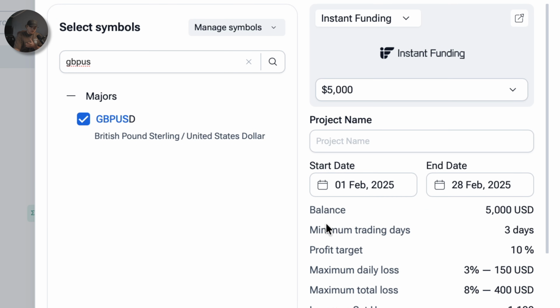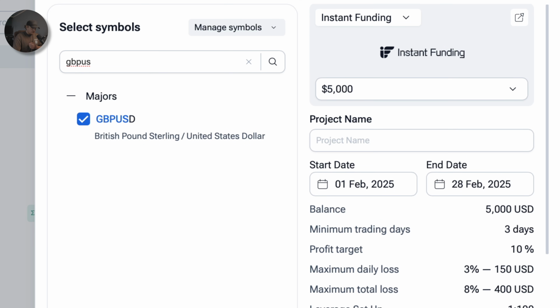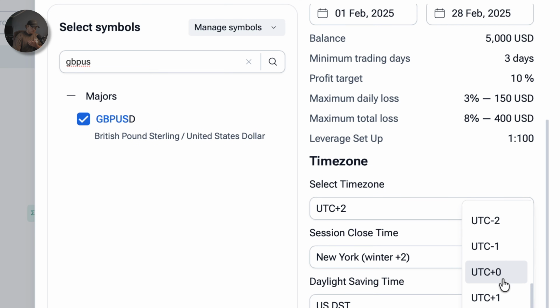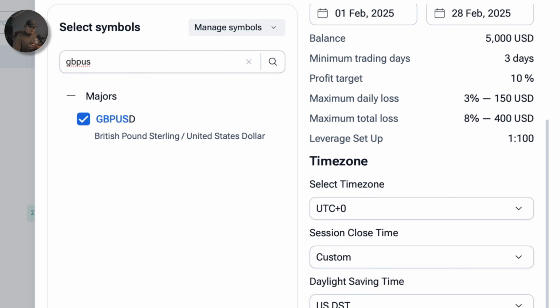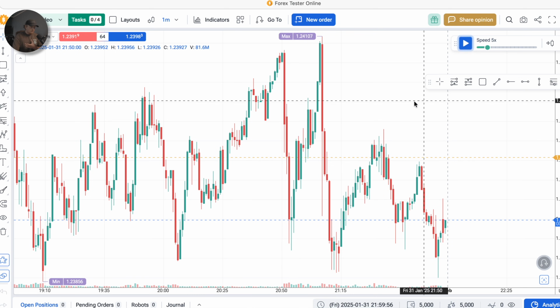Now we can see our targets here. Our account balance is $5,000. The minimum trading days is 3. Profit target of 10% with instant funding. Max daily loss of 3%, so $150. Max total loss of 8%, so $400. And the leverage is 1 to 100. Time zone will be UTC, and for daylight saving time, I will say European daylight saving time. So we have created the project now.